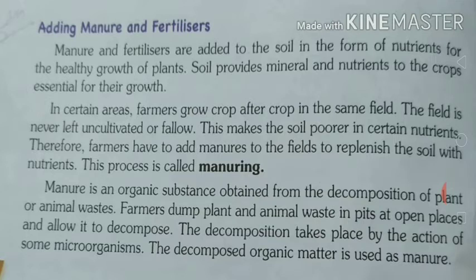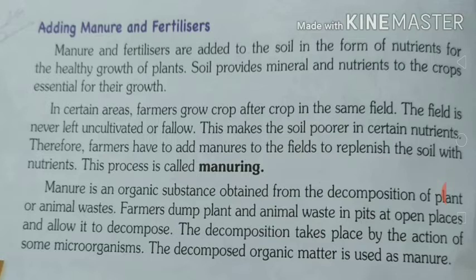So the question is, what is manure? Manure is an organic substance obtained from the decomposition of plant or animal wastes. Farmers dump plant and animal waste in pits at open places and allow it to decompose. The decomposition takes place by the action of some microorganisms. The decomposed organic matter is used as manure. So manure is a natural fertilizer.